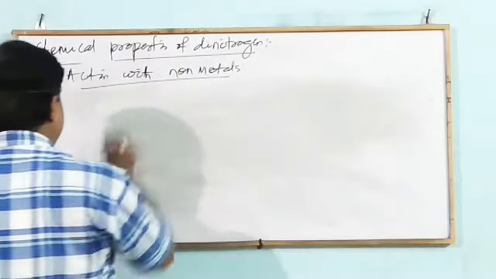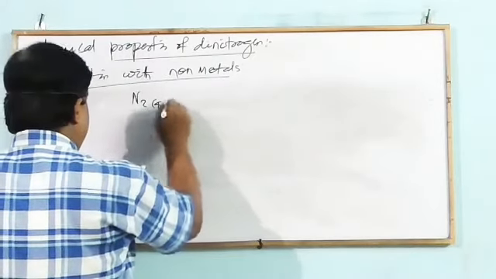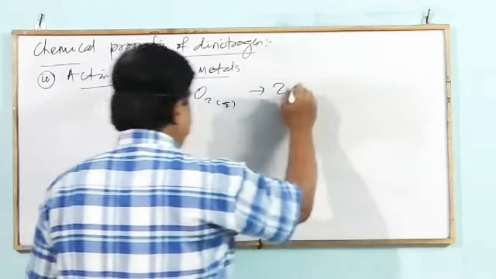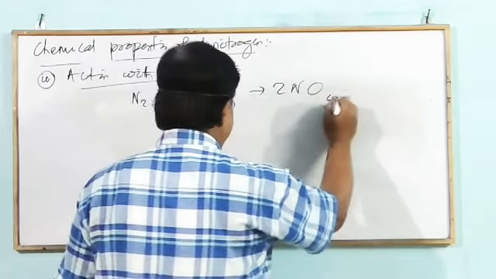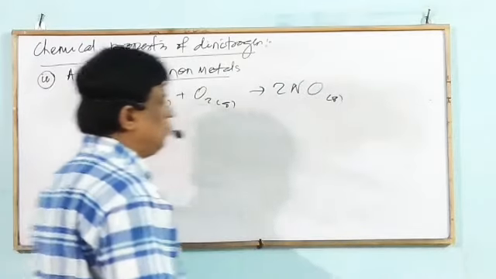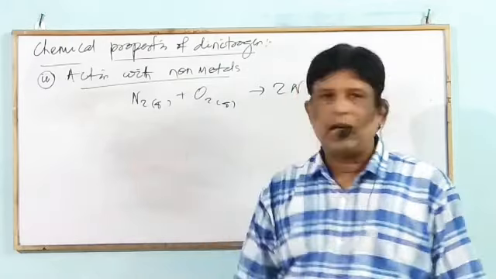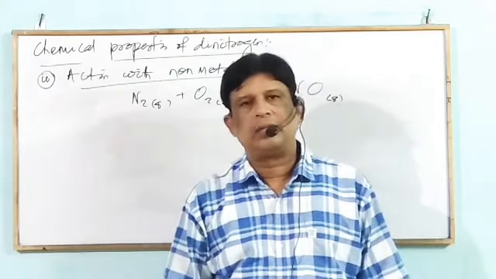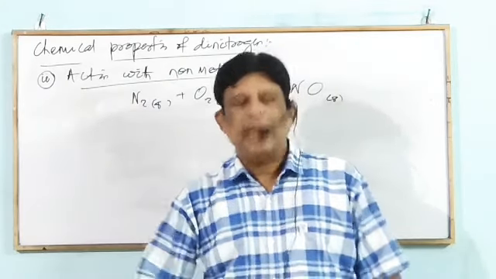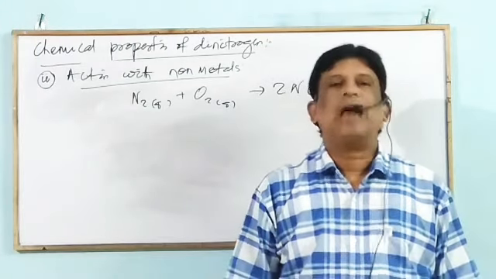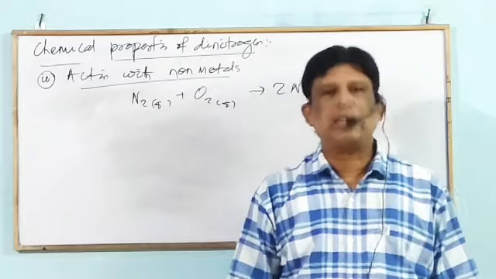Next, dinitrogen combines with dioxygen, resulting in the formation of nitric oxide. These are some examples of the reaction with nonmetals. Next chemical property, that is reaction with alumina in the presence of coke.